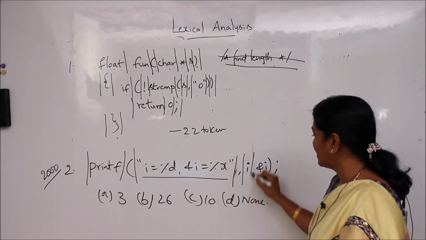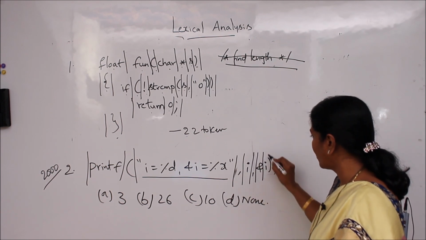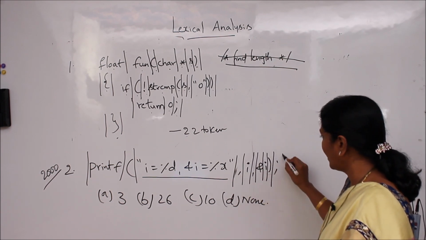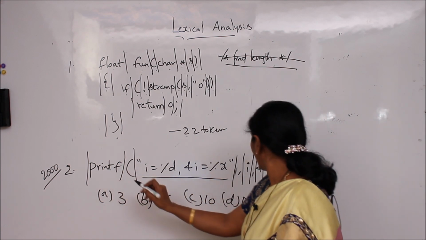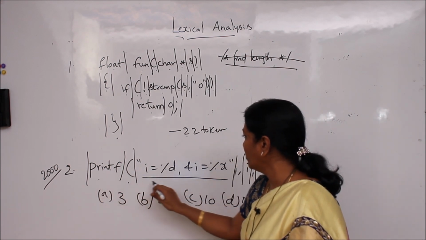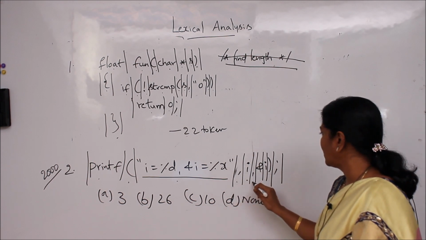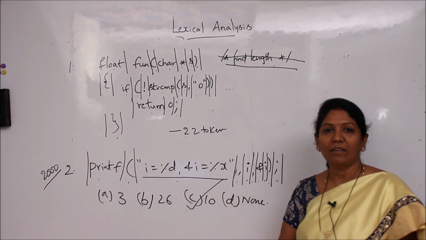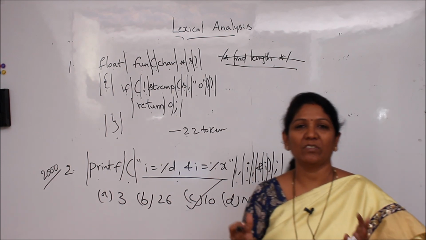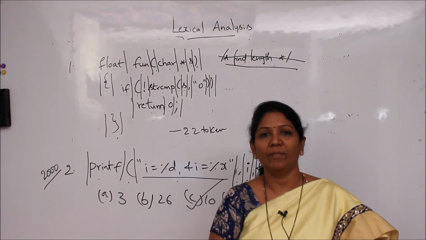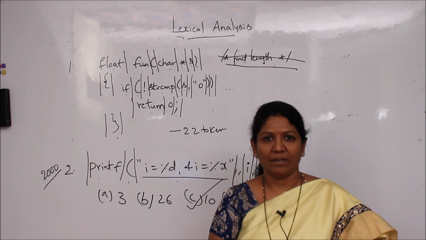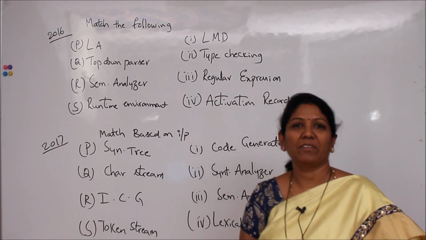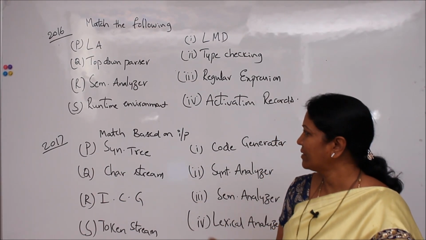This is another, this is another token, this is the next token, another token, next token, another token. So how many? 1, 2, 3, 4, 5, 6, 7, 8, 9, 10. Hence C is the right answer. This is how we check out the number of tokens out of the given code segment. Let's look at these questions, previous GATE questions.